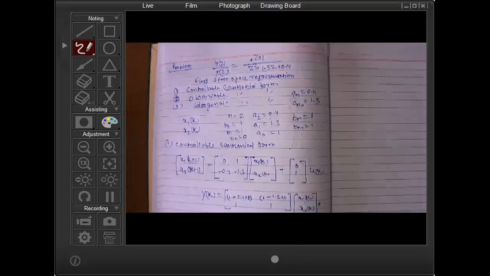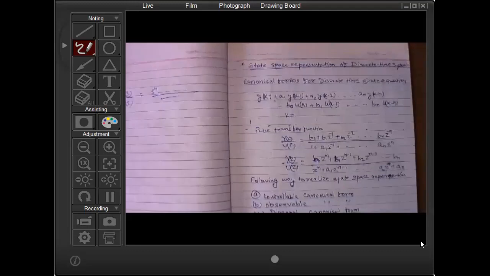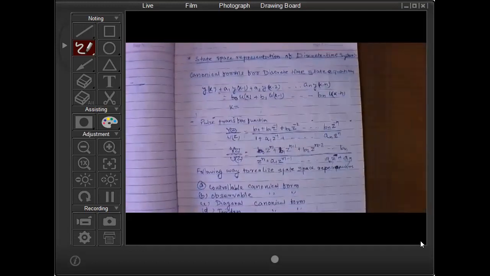In last class, I told you how to get the state space representation of any discrete system from the transfer function. I explained there are four ways to represent any transfer function in state space.